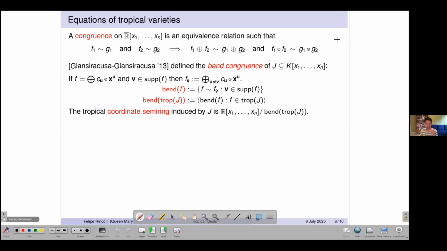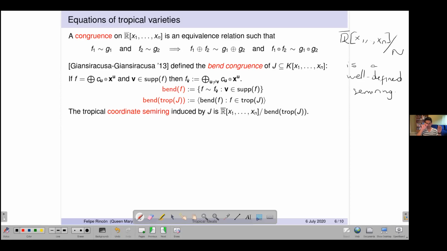And maybe I should say, let me write it down here, that if you take this equivalence relation, if it is a congruence, then you can create the quotient. If you take the semiring of tropical polynomials and you identify polynomials that are equivalent, so you take the equivalence classes of this equivalence relation, they can be given the structure of a semiring. And that's precisely because these properties make addition and multiplication well-defined. So this is a well-defined semiring.